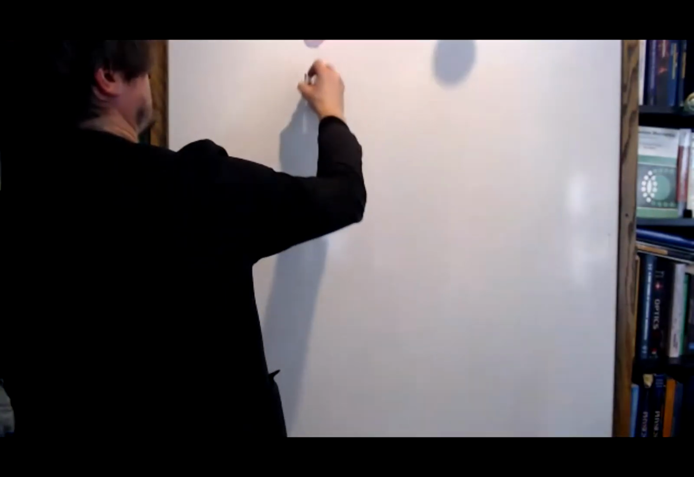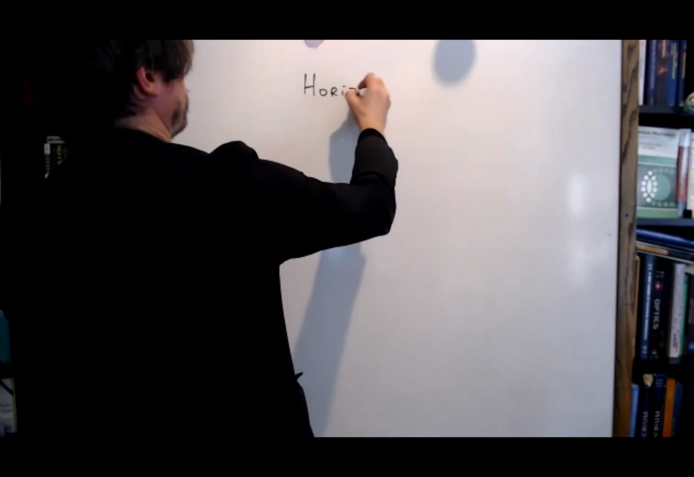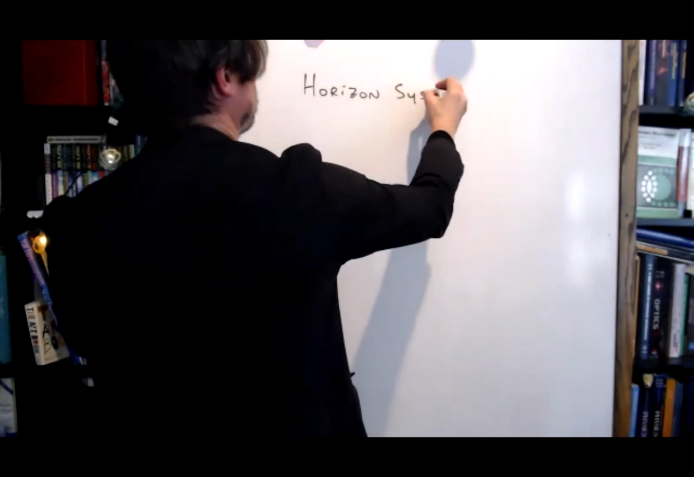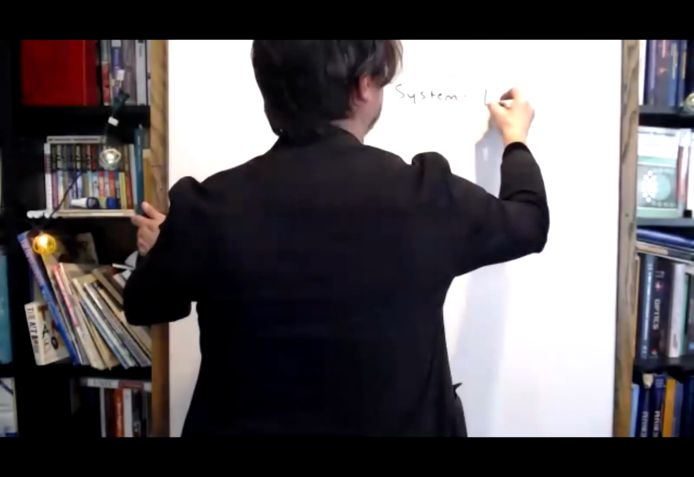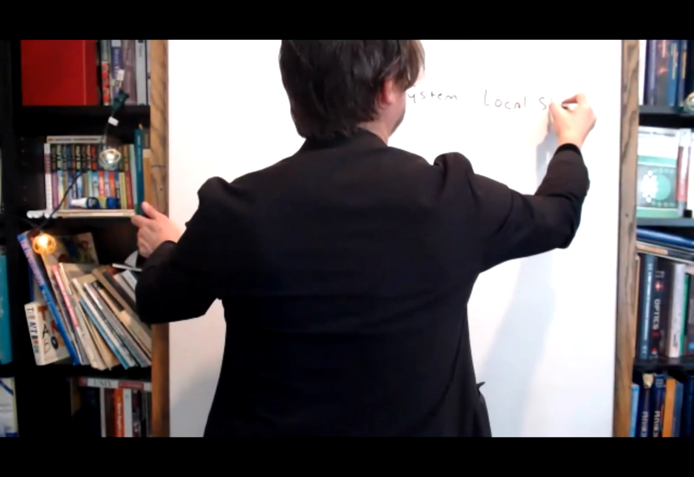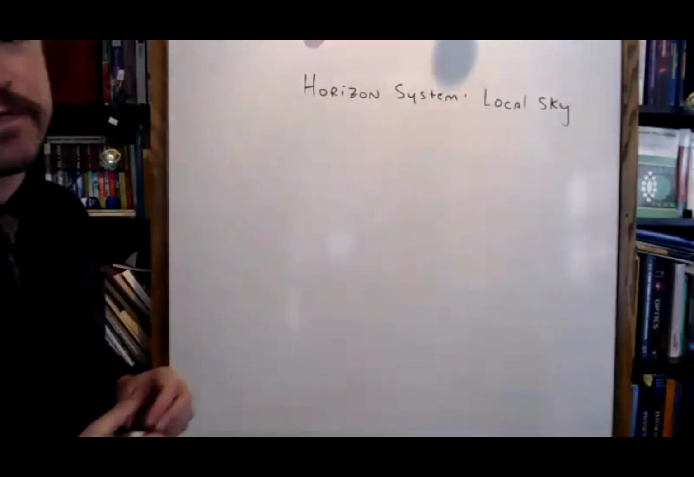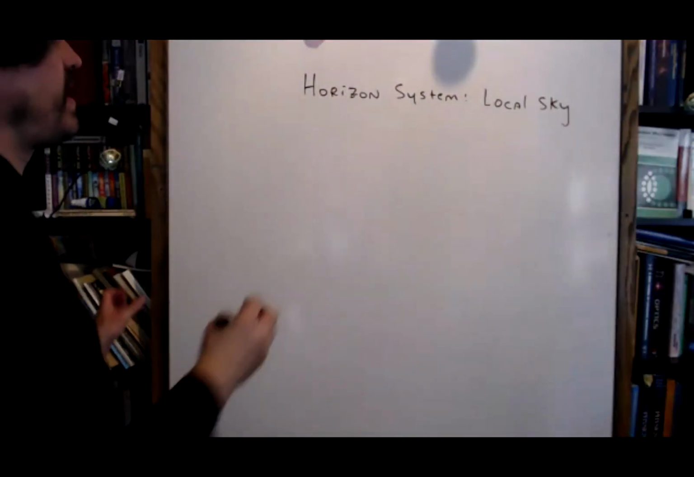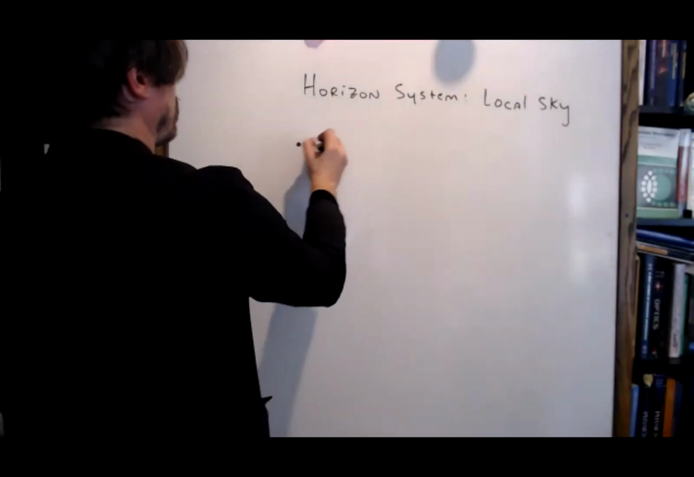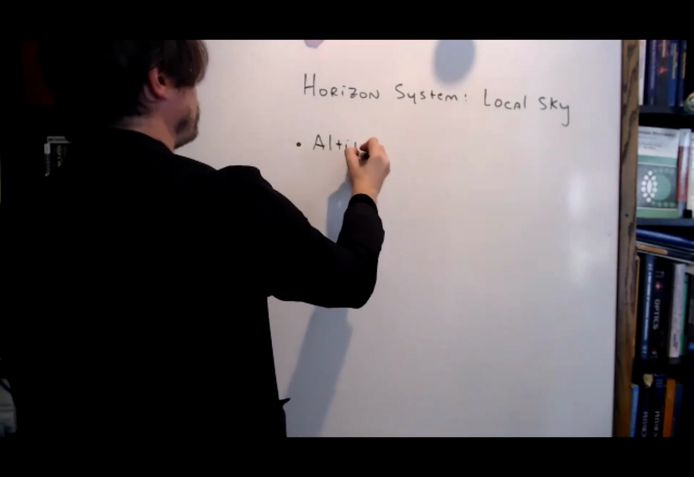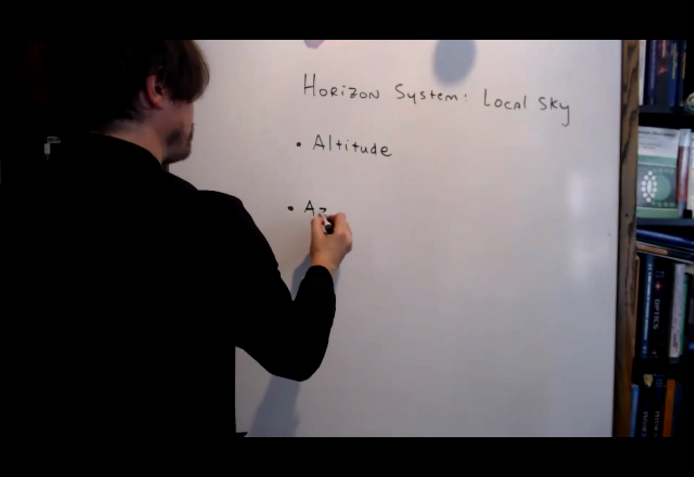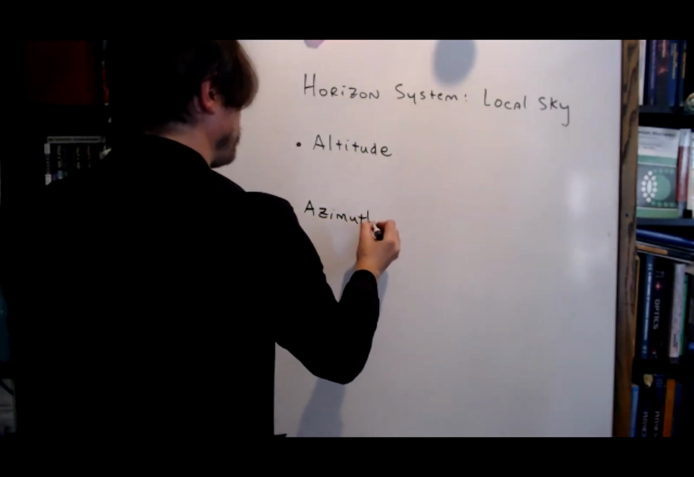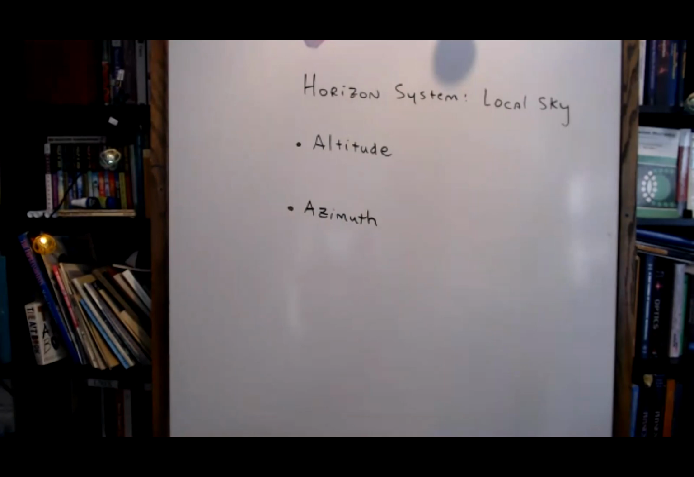Introducing the horizon system. The horizon system, I will remind you again, is your go-to coordinate system when you and a friend are standing in the same local sky. The angles are called altitude and azimuth, okay?